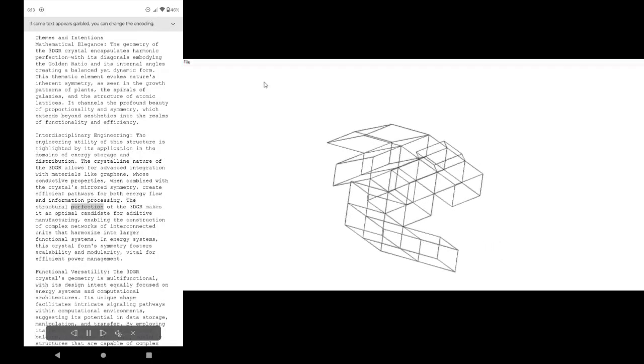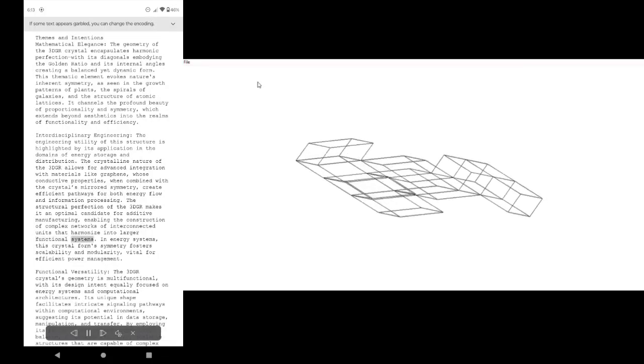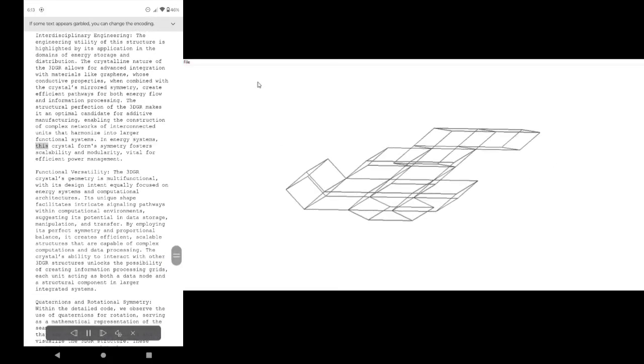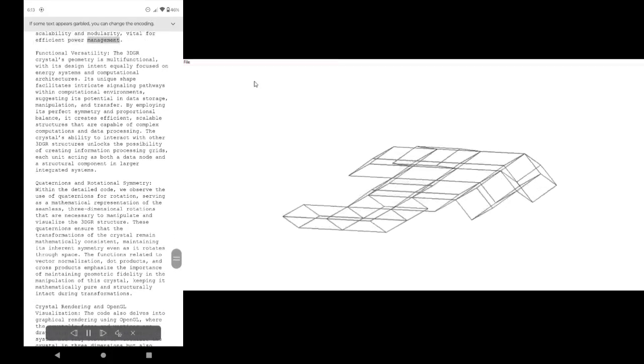The structural perfection of the 3D GR makes it an optimal candidate for additive manufacturing, enabling the construction of complex networks of interconnected units that harmonize into larger functional systems. In energy systems, this crystal form symmetry fosters scalability and modularity, vital for efficient power management.